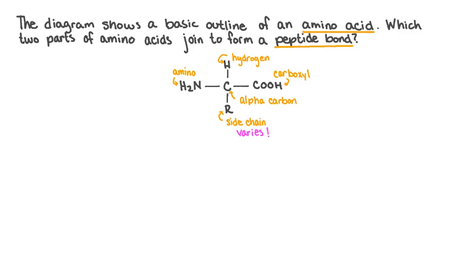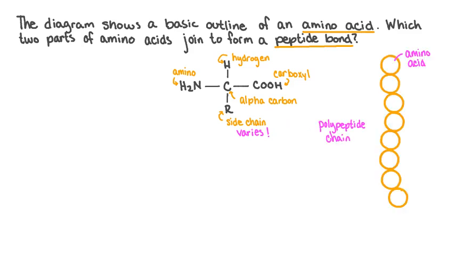There are 20 different standard amino acids, and their side groups are what give them their unique identities and their properties. In the first step of protein synthesis, several different amino acids bond together to form a polypeptide chain. The polypeptide chain gets its name from the peptide bonds that join the amino acids together. So, how does a peptide bond form?